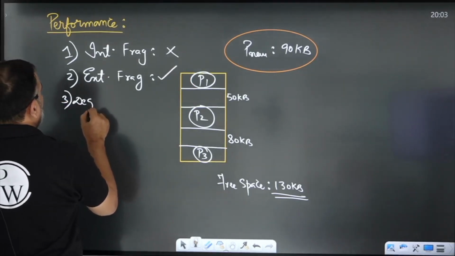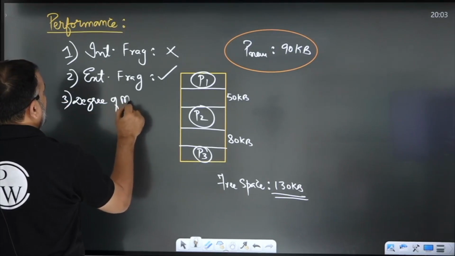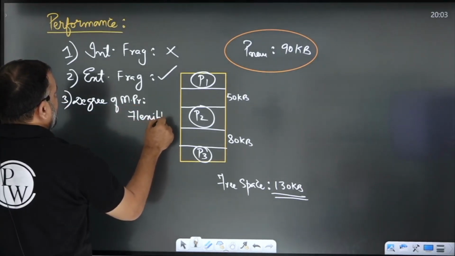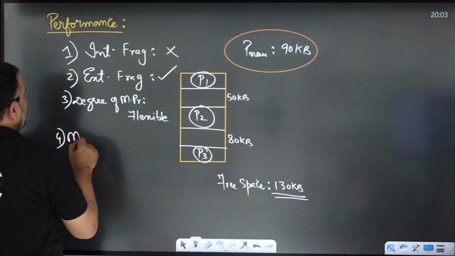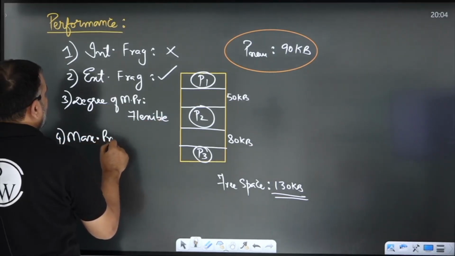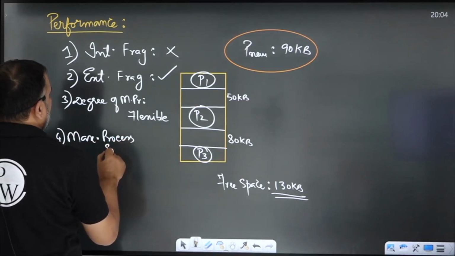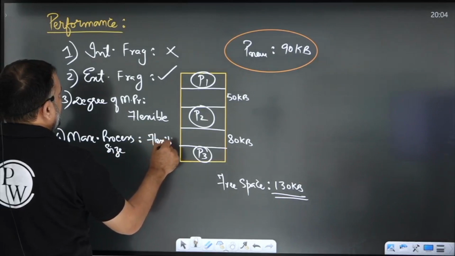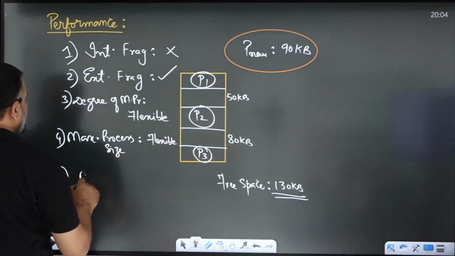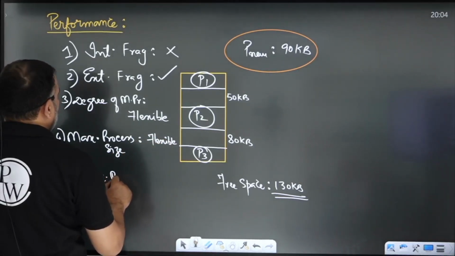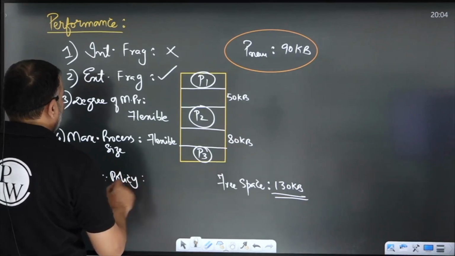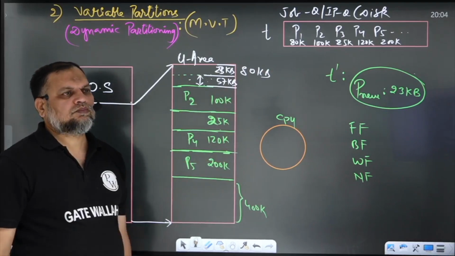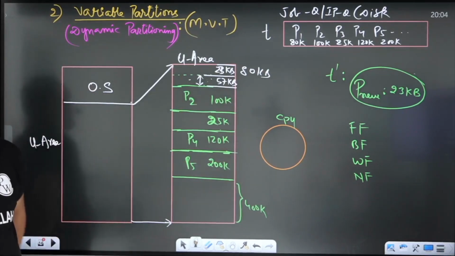Degree of multi-programming earlier was limited, but now it is flexible. Maximum process size runnable earlier was limited, now it is flexible. But more interestingly, we have to see which allocation policy is better. Earlier, best fit was better. But now tell me, which allocation policy is superior from this example?